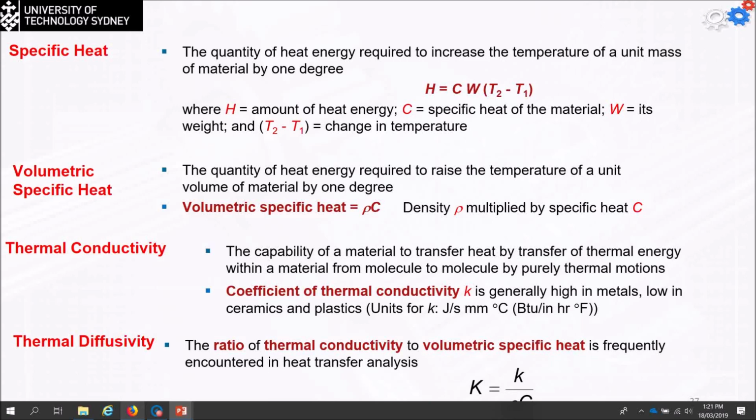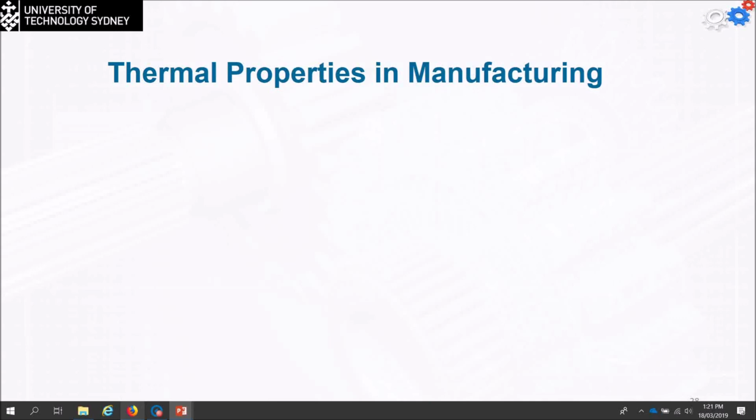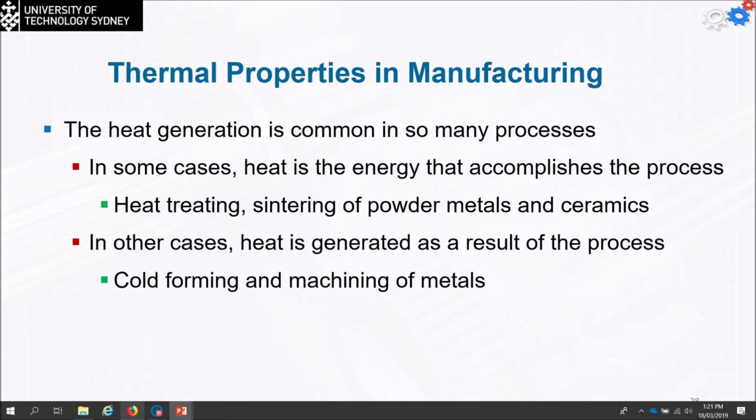Now, the thermal properties in manufacturing processes. Heat generation is common in many processes. If you're going to do machining for a part, you're going to have direct contact between the cutting tool and the work part. We're going to have friction, so we're going to have an increase in temperature, and that's why thermal properties are always going to be important in this case. In some cases, heat energy is applied by processes like heat treatment and the sintering of powder metals and ceramics. In other cases, the heat is generated as a result of processes like cold forming and the machining of metals.